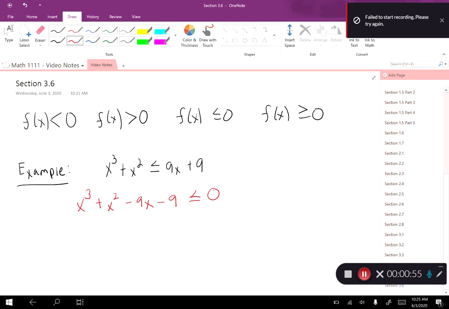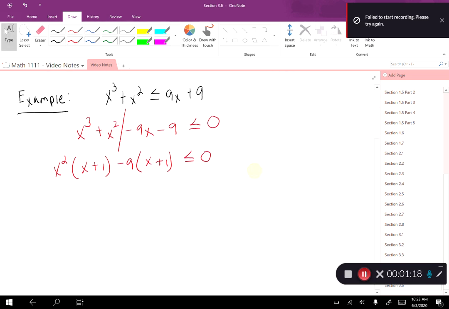0. I see 4 terms, so I'm going to go ahead and factor this problem by the cut in half technique. GCF out of the left is x squared, and I'm left over with x plus 1. On the right, I can pull out a negative 9, and I'm left with x plus 1. Continuing to factor, I see that both terms have an x plus 1, so pulling out an x plus 1, I'm left over with x squared minus 9.